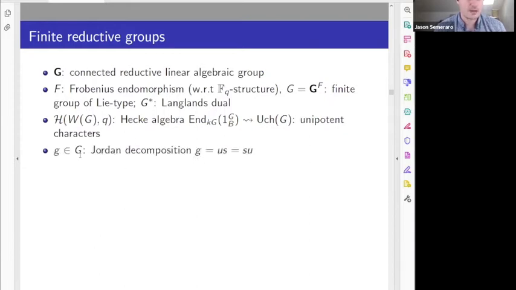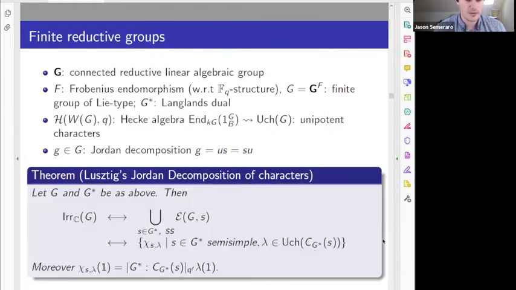Good. And just to remind you, what I want to do, as I'll do shortly, is to describe what the irreducible characters of G are. If you take a group element g, then there's always a Jordan decomposition into the unipotent and semi-simple part of g. This is just basic linear algebra. And we're going to be interested in the semi-simple part, which I've denoted by s.